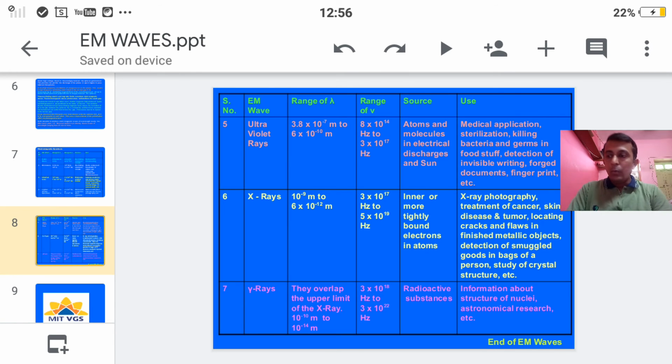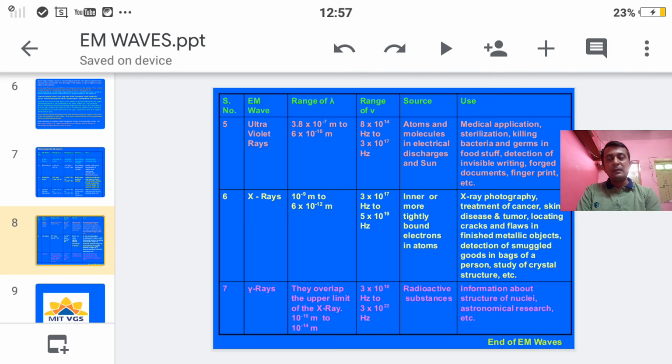Okay, what are the uses and applications? See, there are so many uses: medical application, sterilization, killing the bacteria and germs, foodstuff, detection of invisible writing, fingerprints, etc. There are so many uses. So let's see first of all the properties and then we go with the uses. Properties. Students, ultraviolet rays can produce fluorescence in certain substances.